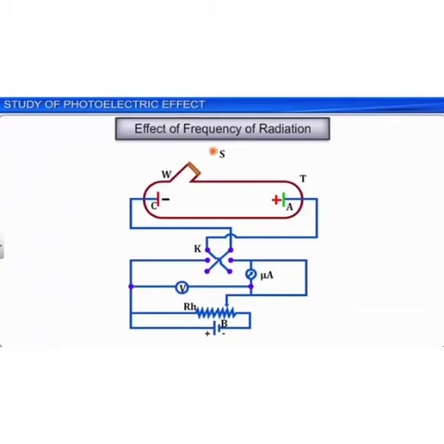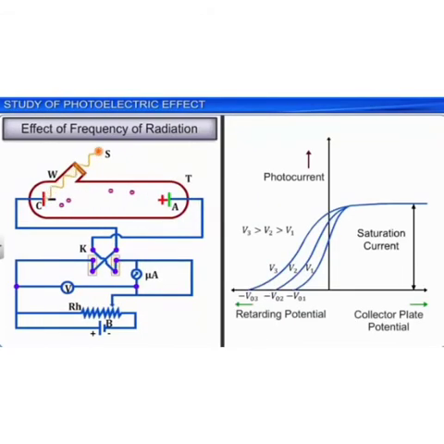Let us now study the effect of frequency of radiation on photoelectric current and on stopping potential simultaneously. When radiation of increasing frequencies of the same intensity is incident on the emitter, the number of photons incident per second is the same, and hence the number of electrons emitted per second will also be the same. Therefore, the saturation current is observed to be the same, though the stopping potentials V0 were observed to increase.